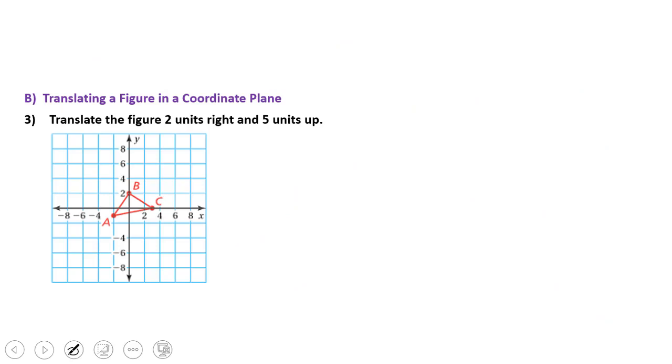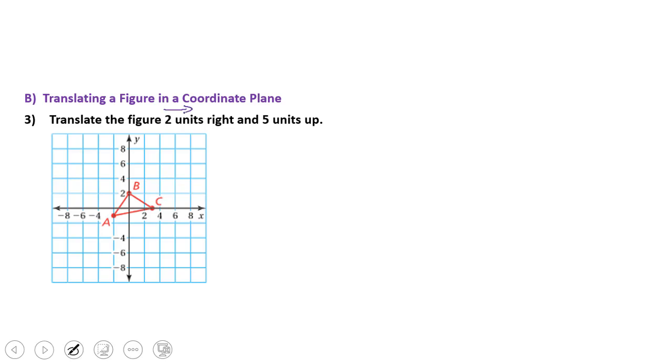So we're going to translate a figure in the coordinate plane. We're going to translate the figure 2 units right and 5 units up. We already have the figure in the plane, so all we have to do is count. Please recognize that on this coordinate plane, the lines go by 2s, so you've got to be paying attention to that. Here we go. It says translate the figure 2 right and 5 up.